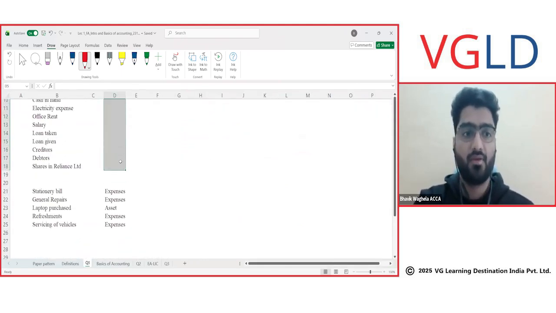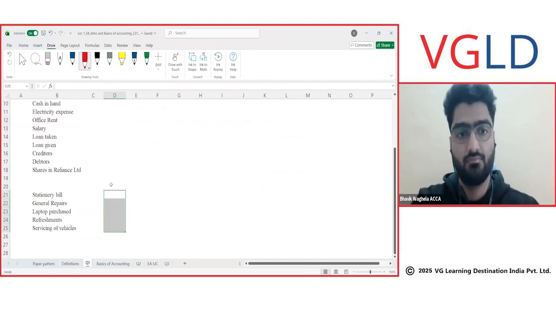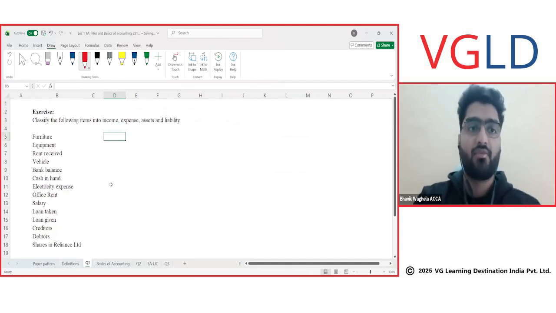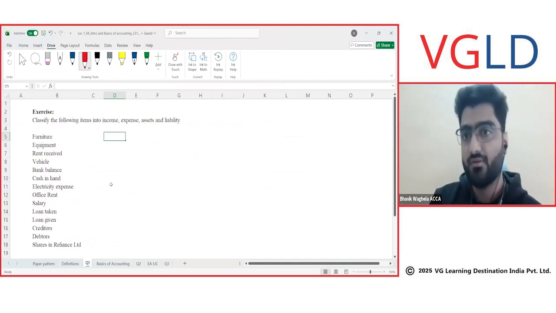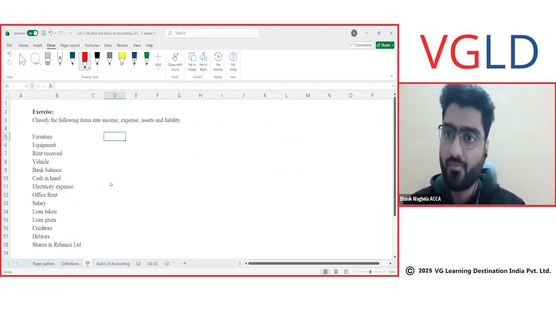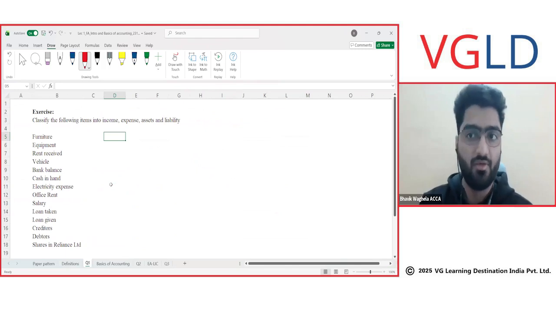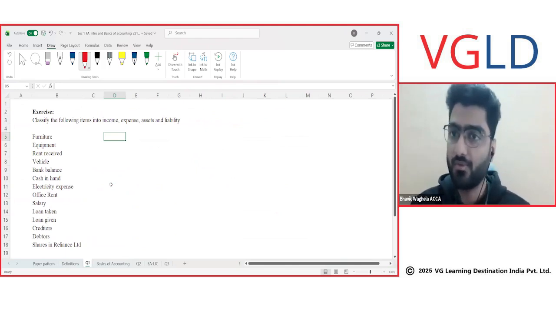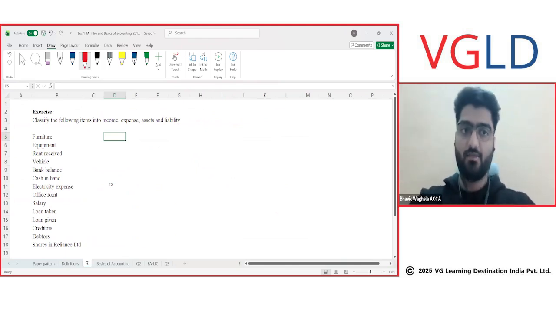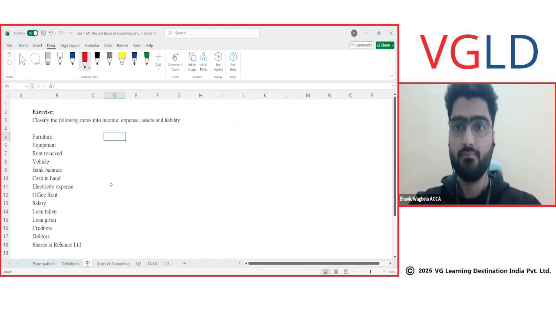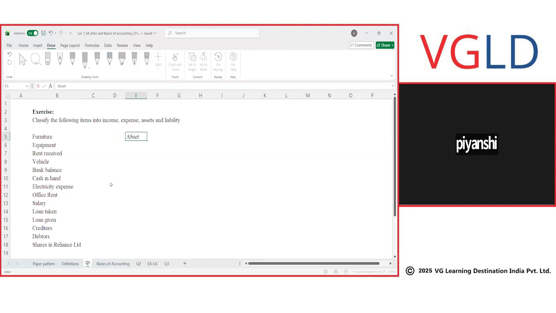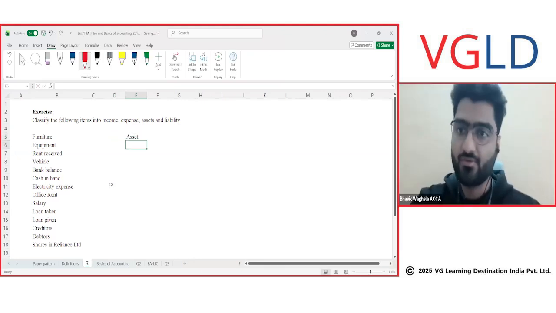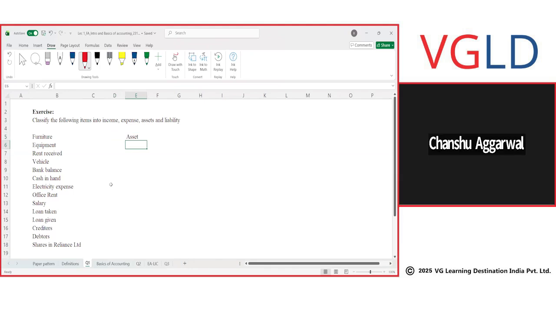Let us perform this exercise. Classify the following items into income, expense, assets, and liability. One by one, you guys raise your hand and I want everyone to participate. Furniture. Tell me, guys. Asset. Equipment. Asset.